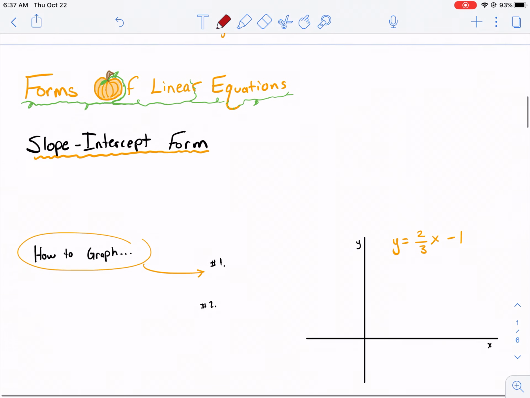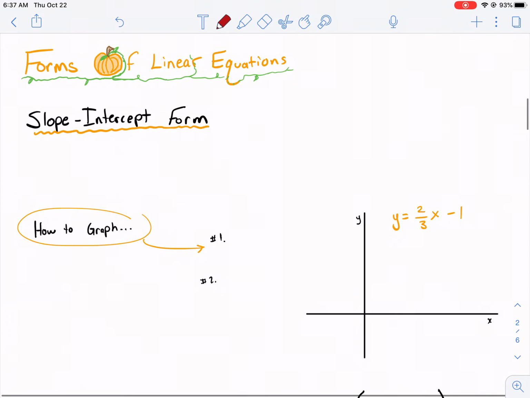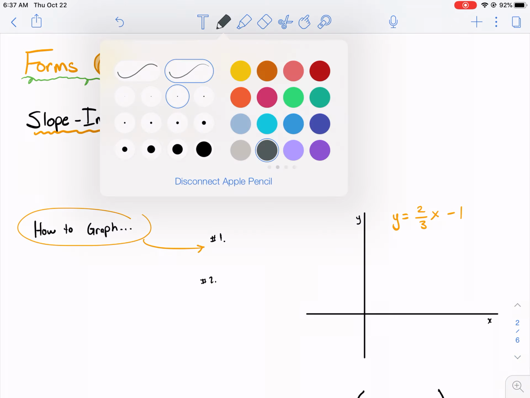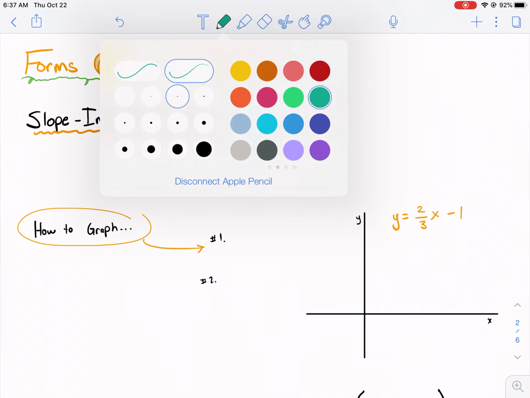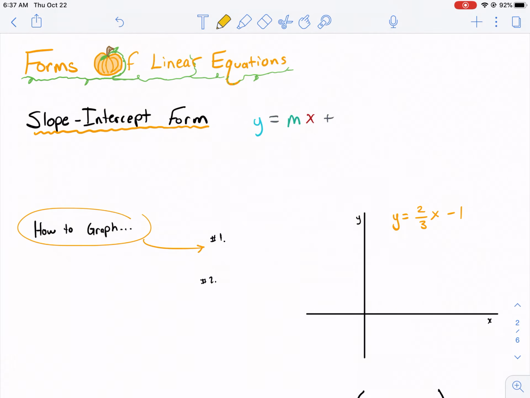Let's talk about everybody's favorite, which is slope-intercept form, and then we'll call it a day for this part 1 of 3.7. So slope-intercept form, let me just get it set up here. We're going to have an equals, a plus, a y, an x, and then an m, which stands for something, and a b, which stands for something.